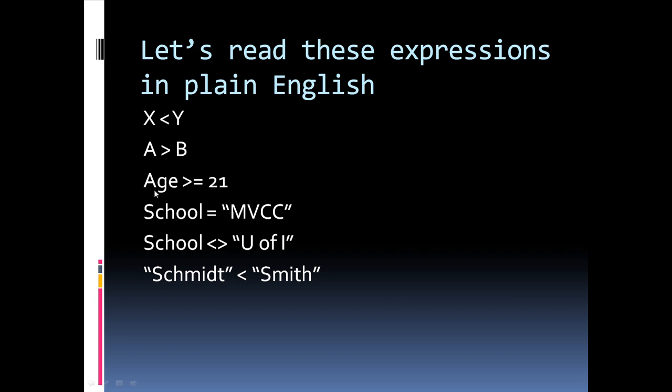Okay, here we apparently have a variable. Okay, well, these are variables too, but age is greater than or equal to 21. School equals MVCC, non-numeric relational expression. School is not equal to U of I. Okay, and then we have Schmidt is less than Smith, and you can compare string values. We call these strings when you have a string of characters all together contained in quotes. You compare string values with a computer much the way we would alphabetize names if we were making an alphabetized list.